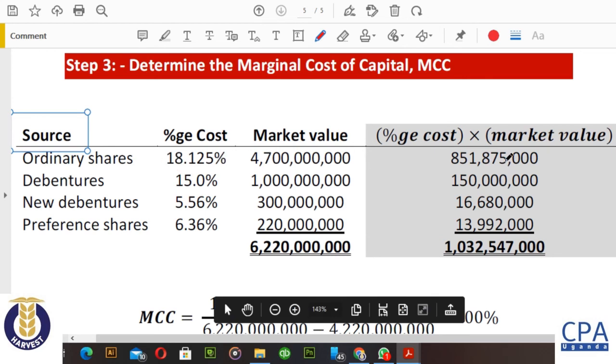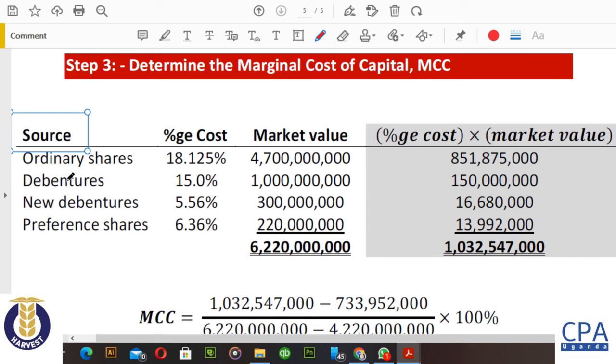18.125 times 4.7, that is 851. This one was the existing debentures. That's the figure we had. The new debentures, 5.56 times 300 million comes to 16.680. And then the existing preference shares, I bring them as they are.